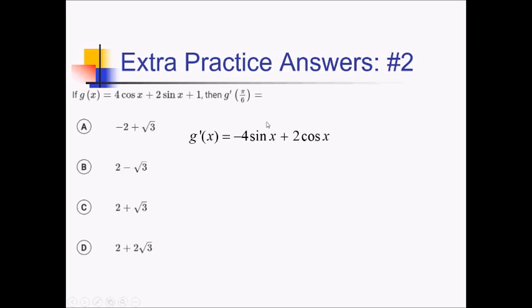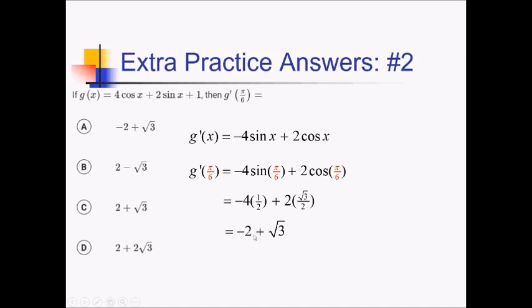At this point, let's plug in pi over 6 to all of this stuff. This is really 30 degrees. Sine of 30, or pi over 6, that's 1/2. So we've got negative 4 times 1/2. And then cosine of pi over 6, that's going to be root 3 over 2, so 2 times root 3 over 2. Going a little bit further, this is negative 2, and over here this is going to be radical 3. So just adding those together, we end up with choice A.